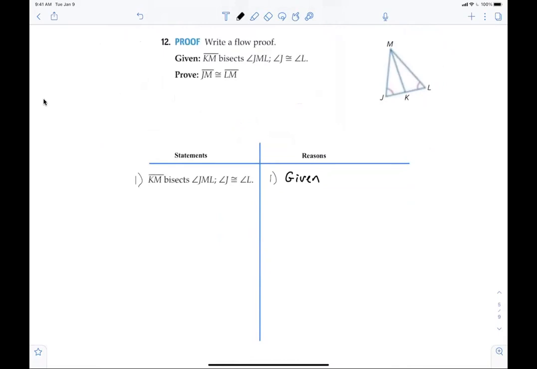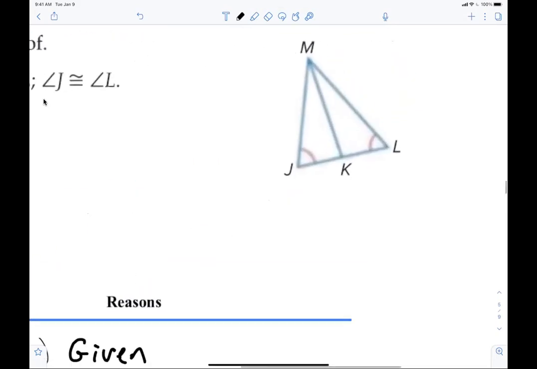So number 2. Angle JMK is congruent to angle KML. Hold up. JMK is congruent to angle what? KML. Perfect. Why is that? Bisect theorem or definition of bisect. Yeah, we'll just say definition of bisect. All right, so now we're going to mark it.